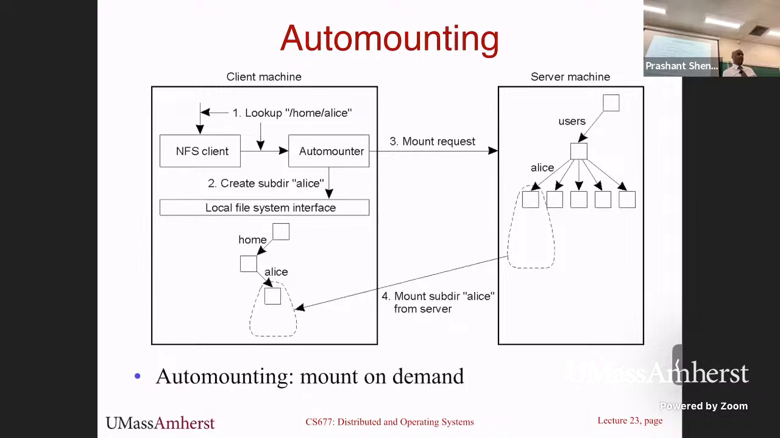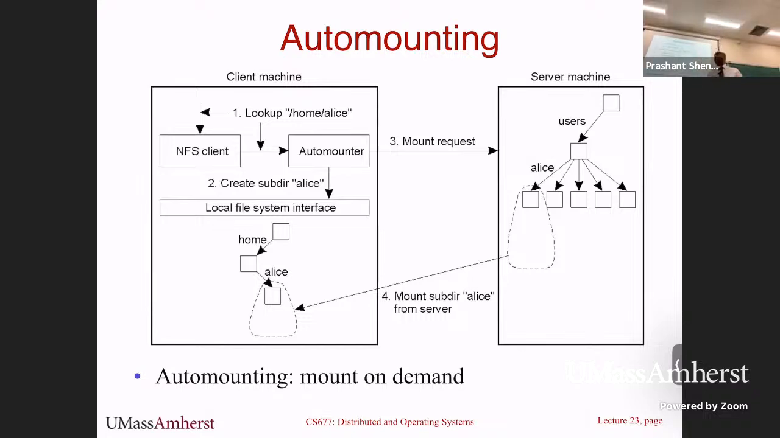Okay. The last thing I'm going to say about mounting is what is called auto mounting. Auto mounting basically means create mappings on demand. Because let's say you have a server. In this case, this is the machine, that's the client machine. Let's say this server has accounts for 1,000 users. Each of them has a home directory with files on that server.